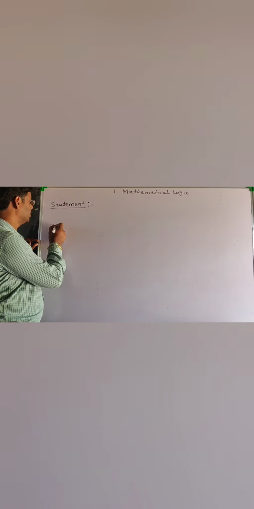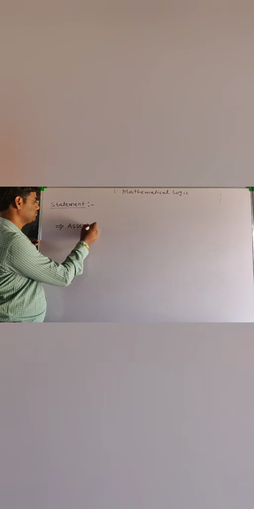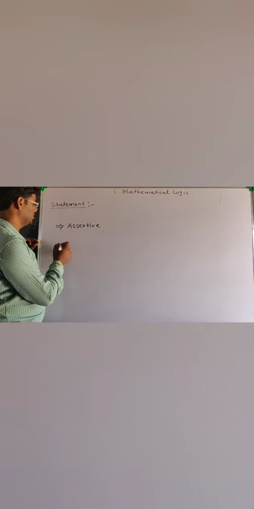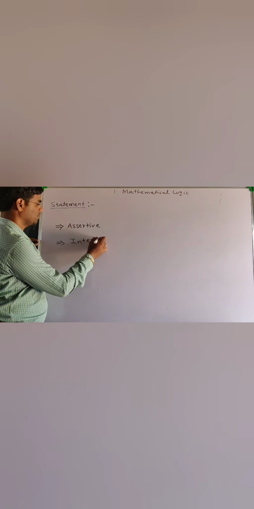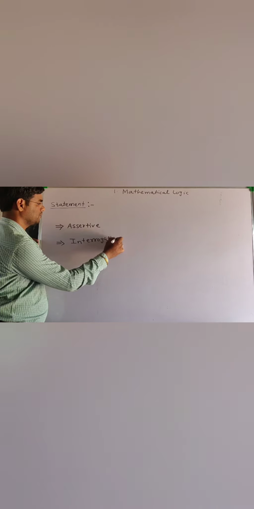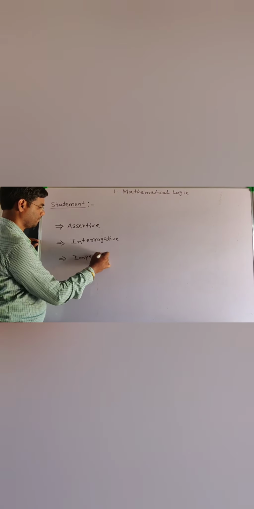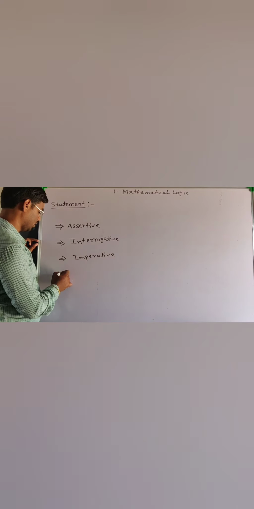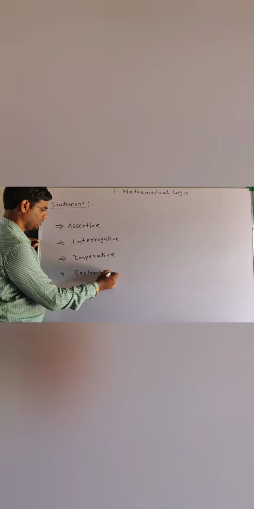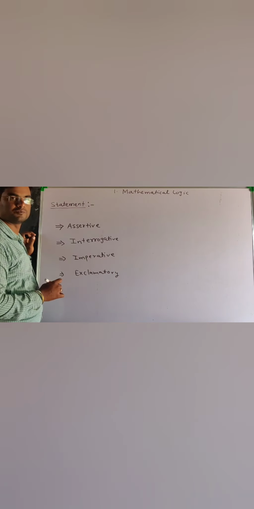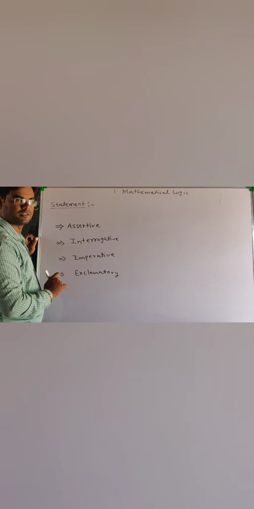So in English grammar basically there are 4 types of sentences. First one is what? Assertive sentence. Second one is what? Interrogative sentence. Third one is imperative sentence. And the fourth one is what? Exclamatory sentences. So in English grammar basically there are 4 types of sentences, that is assertive, interrogative, imperative and exclamatory sentences.